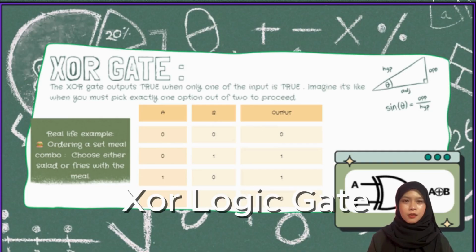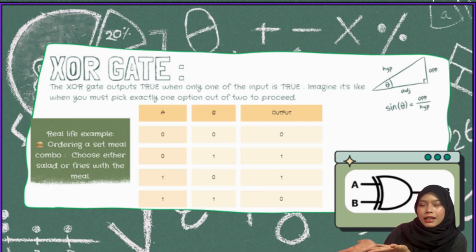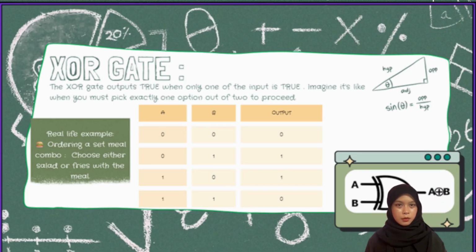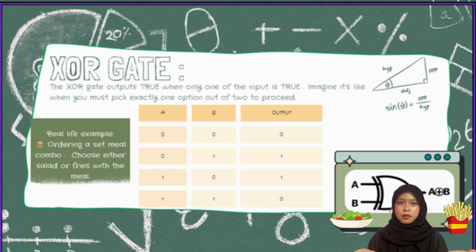Let's look at the XOR or exclusive OR gate. This is the XOR table. Unlike the standard OR gate, XOR output is true only when exactly one input is true, but not both. A perfect real-life example is ordering a meal combo. The deal says you can choose either salad or fries with your meal, but you can't have both for the same price or the same meal.